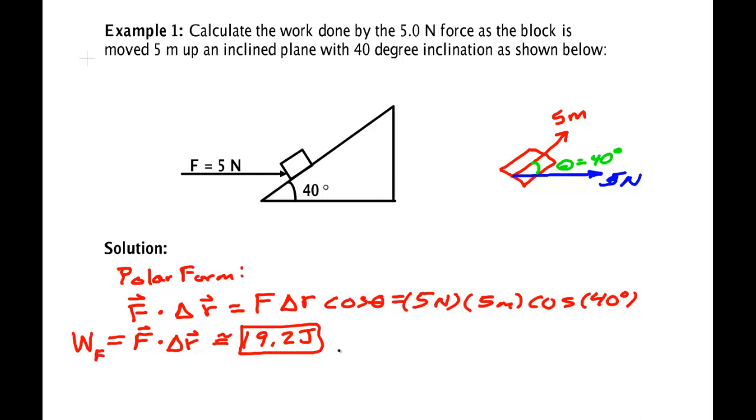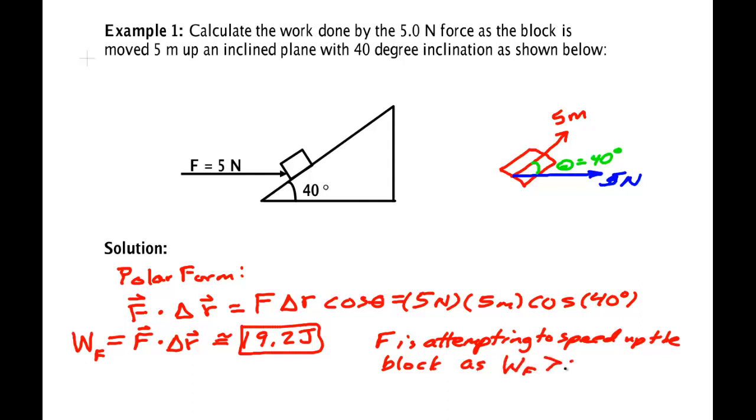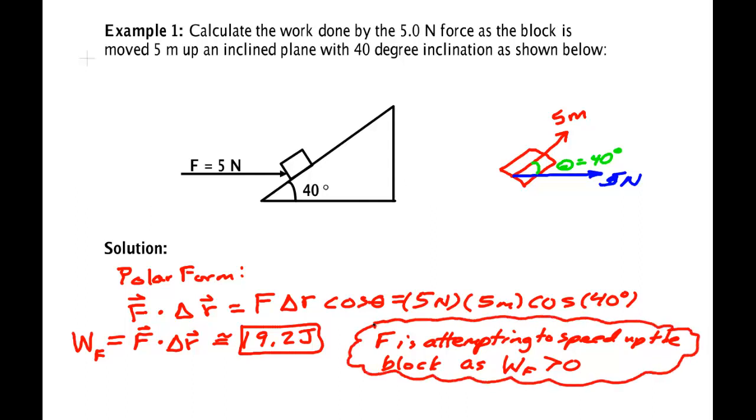Now, it's a positive number. That means that F is attempting to speed up the block, as W_F is greater than 0. We'll quantify exactly how that is later when we develop the concept of kinetic energy. That is energy of motion.